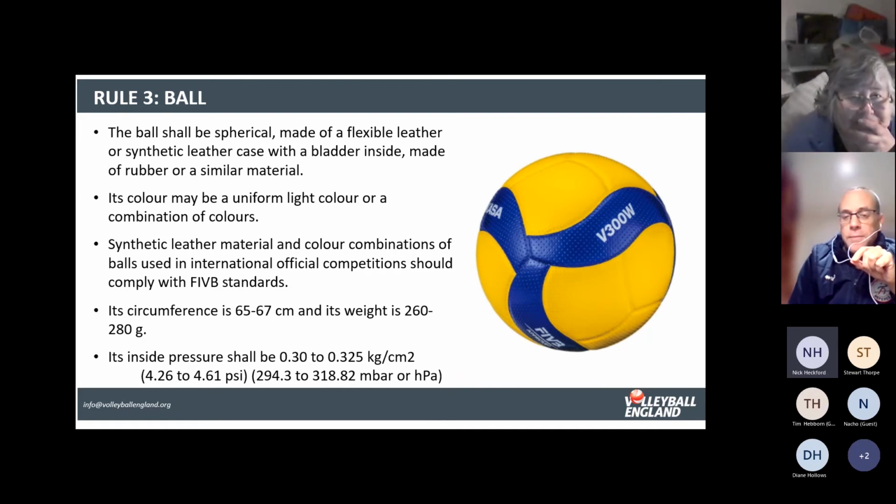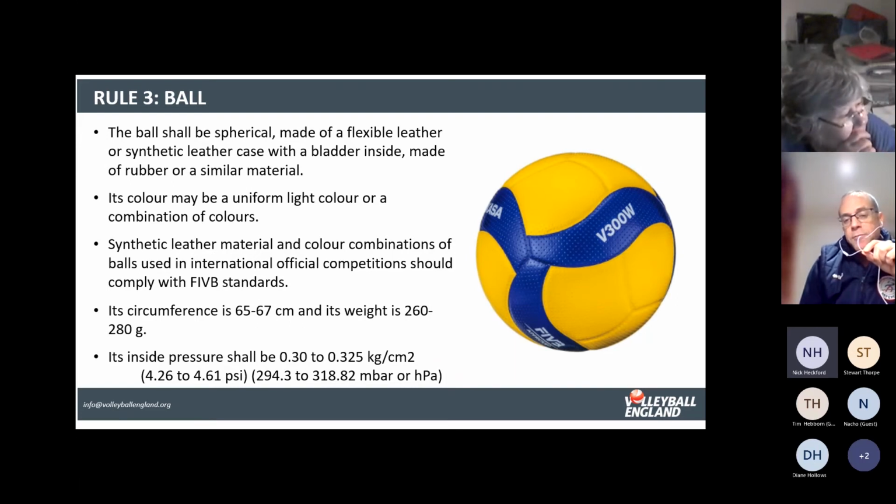Now weights do vary. In a long tournament like the VNL or the Olympic Games, you could have up to maybe 200 match balls used, and those match balls would all be weighed so that you had a range of weights. I can't remember the exact weights, but 260 to say 265 would be a class A ball, 265 to 275 would be a class B ball, and over 275 would be a class C ball.